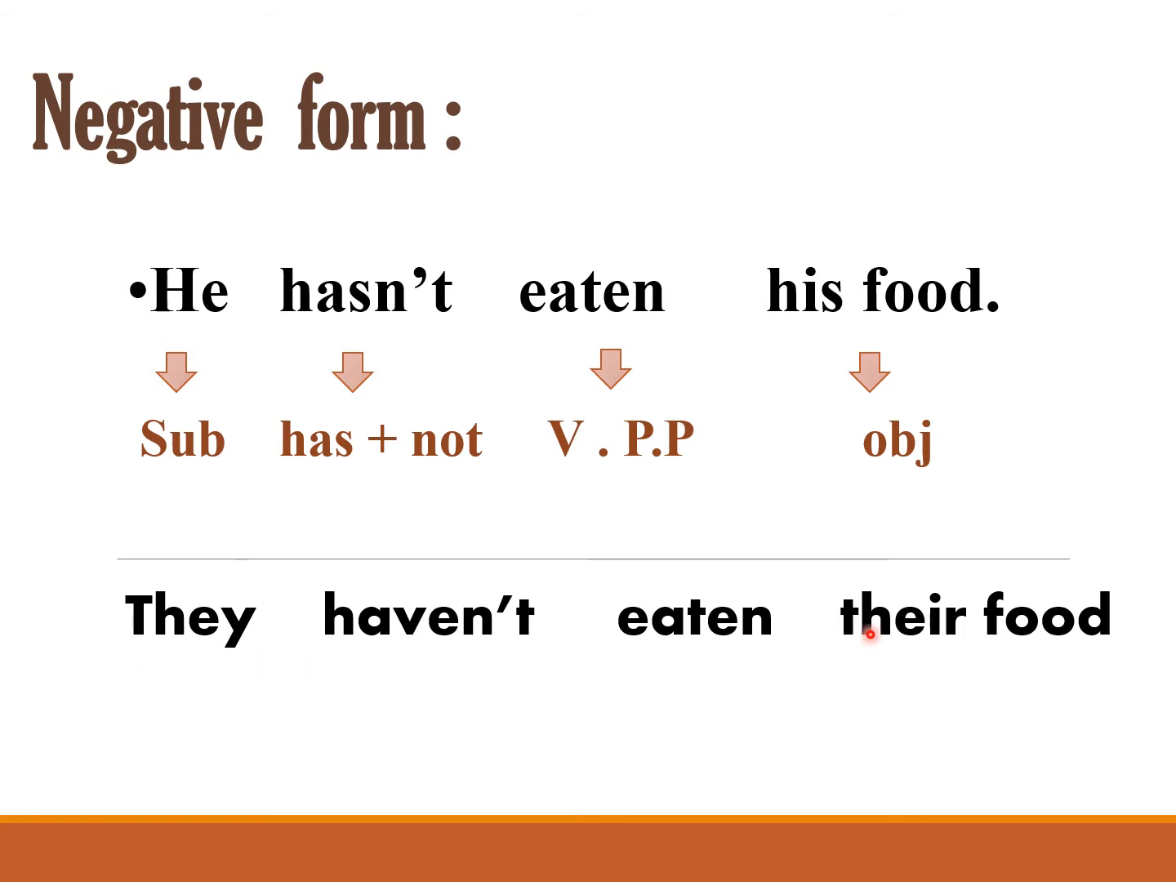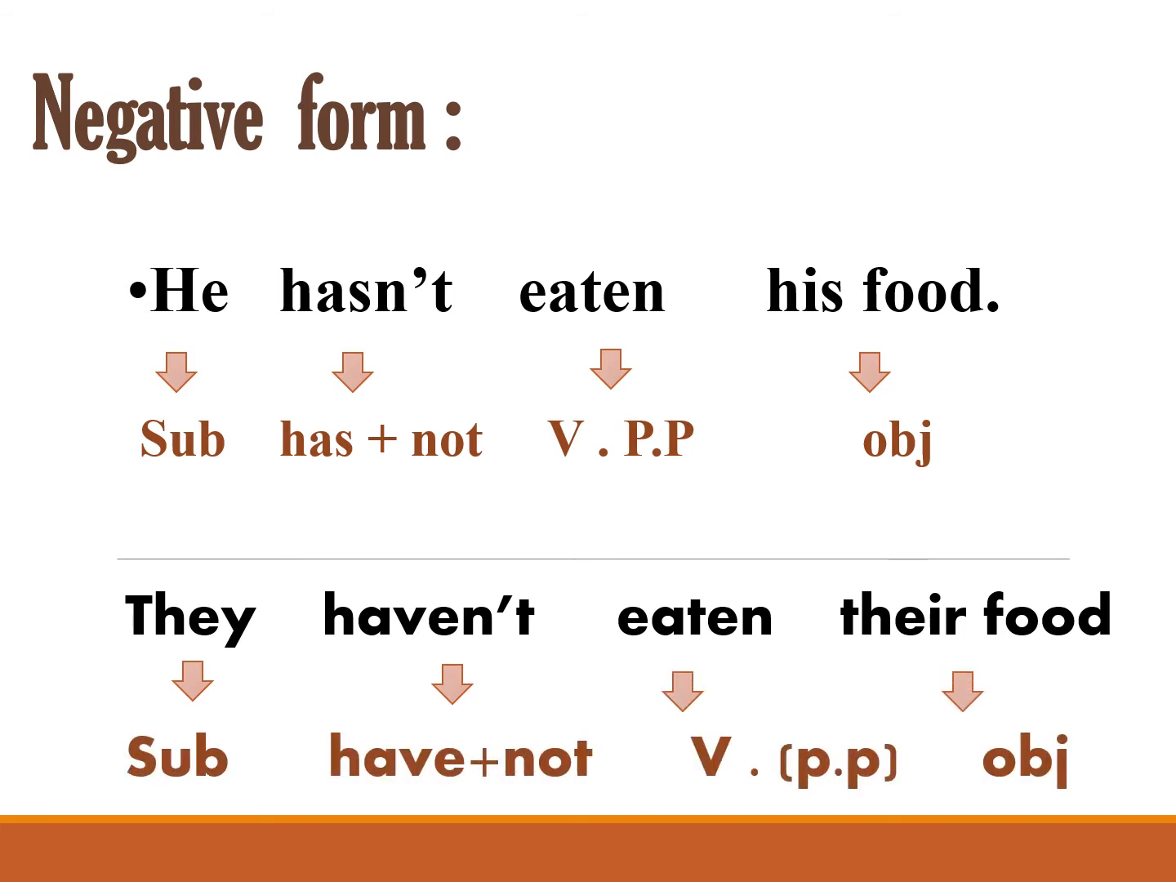This is the same with the second example. They haven't eaten their food. We add not with the helping verb have. They haven't eaten their food. In present perfect with the negative form: subject, have not, verb past participle and the complement.